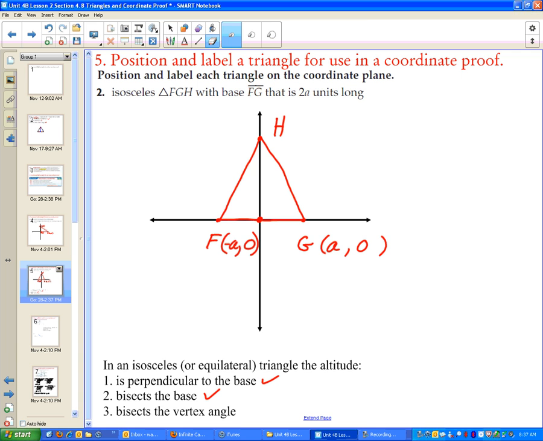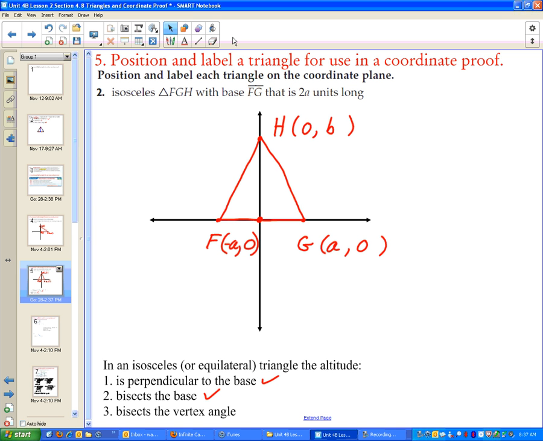Now, H, I know its x-coordinate is 0. And didn't I just arbitrarily decide how far up to put H? So arbitrarily decide a name for that coordinate. Now, don't make a number, make a letter. Because you don't want to say it always has to be 2. It's a distance of B, whatever B is. Make sense? Okay.